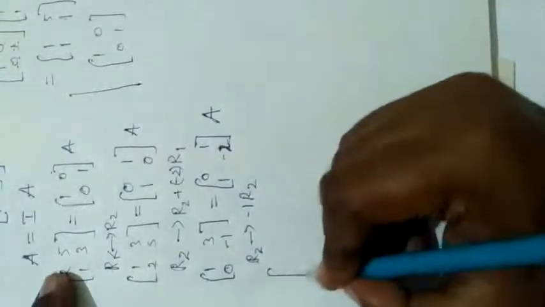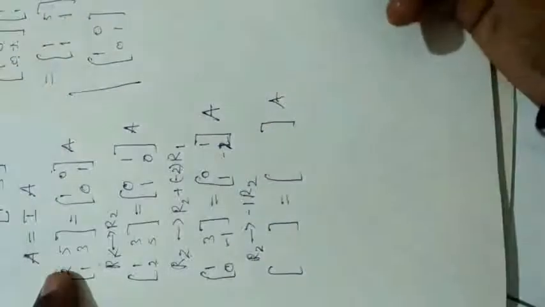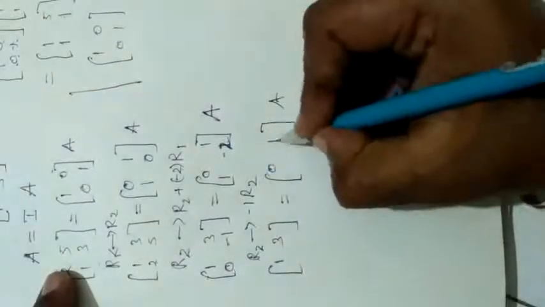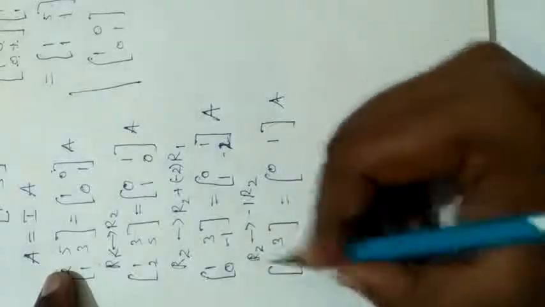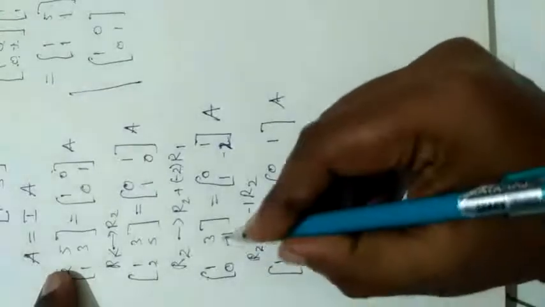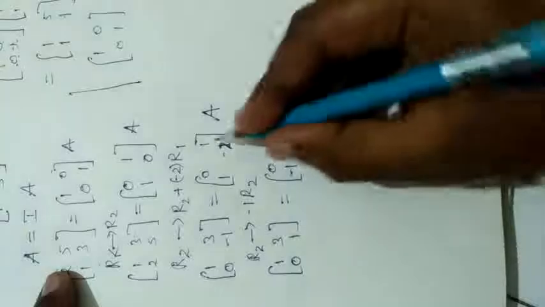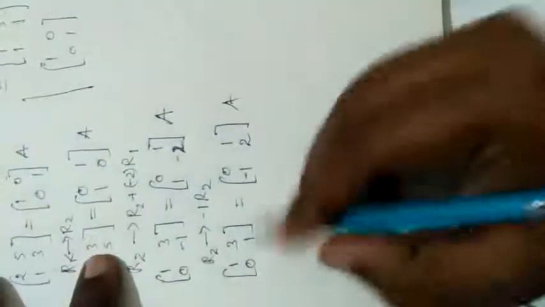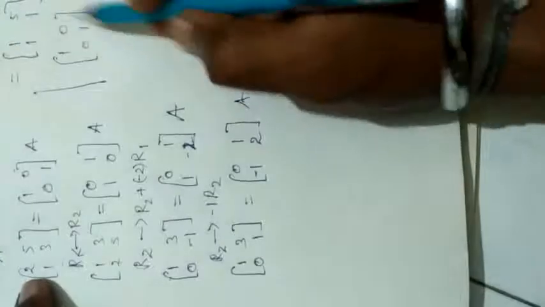First row I am not going to apply any property, so I am writing it as it is: 1, 3 and 0, 1. And this row, if you multiply by minus 1, this will become 0, this will become plus 1, this will become minus 1, and this will become plus 2, correct? Okay, now you need to make this 3 as 0, then only you can make the identity matrix here.